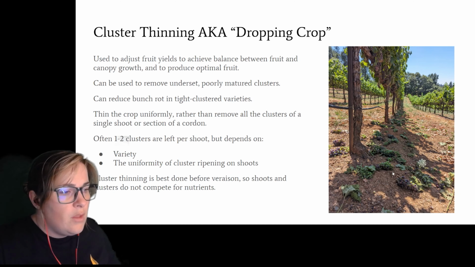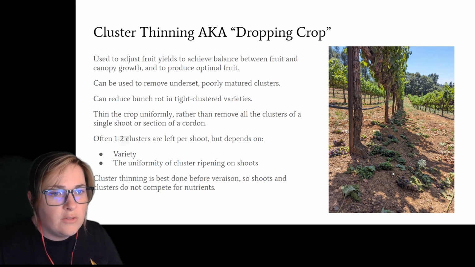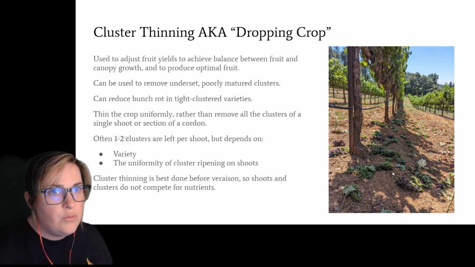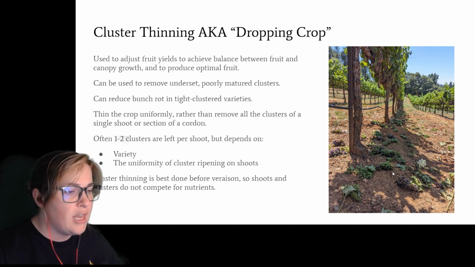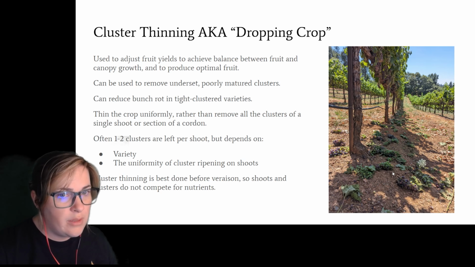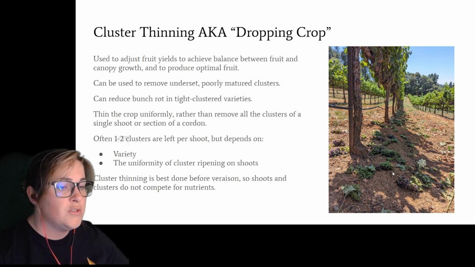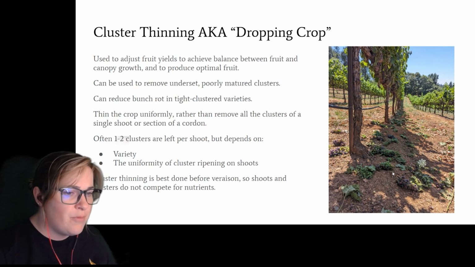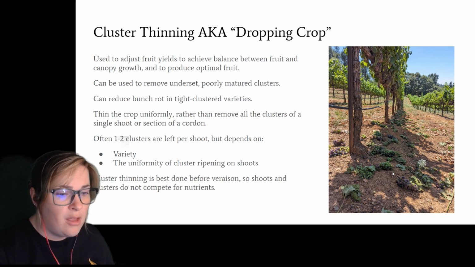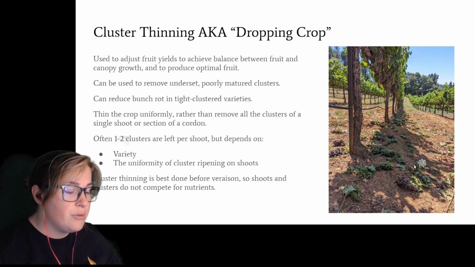Cool. Okay, and then cluster thinning, also known as dropping crop. So this is a way to help prevent mildew in vines because you're opening up the canopy and creating space. But it's also really important to know that this is a tactic used to help ripen the clusters that are left behind. So grapevines, if they're really vigorous, like Zinfandel, we have a picture from Boger here. Zinfandel is a very vigorous vine. It'll just keep producing and producing.